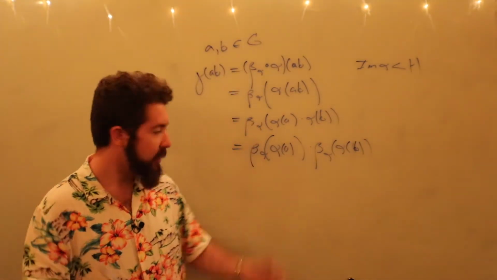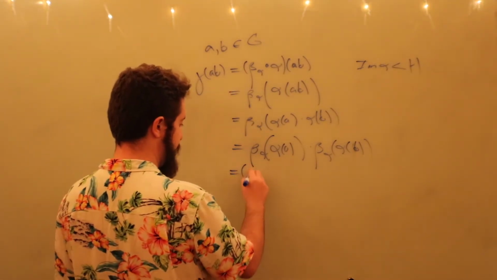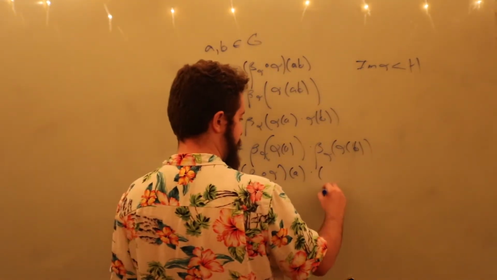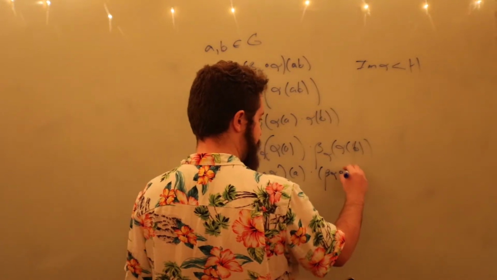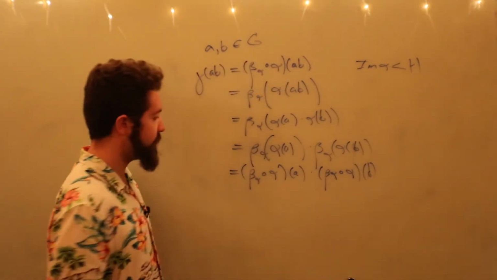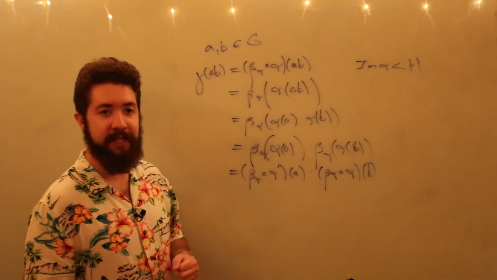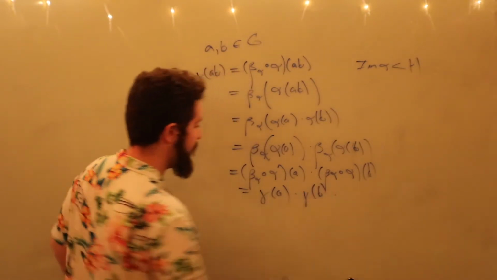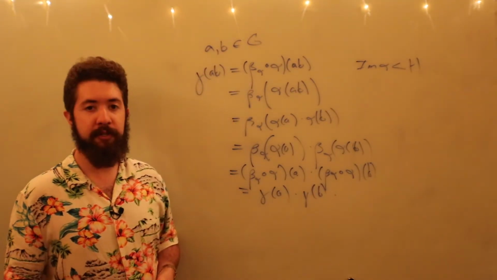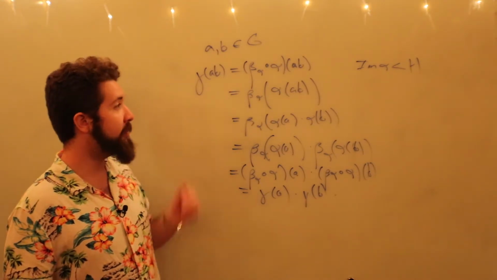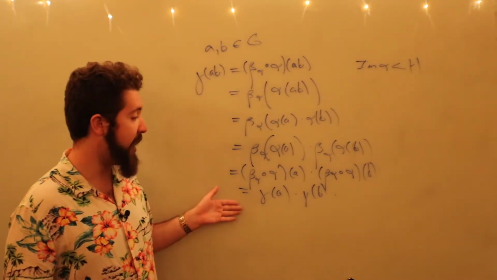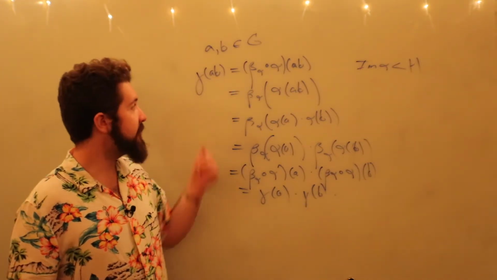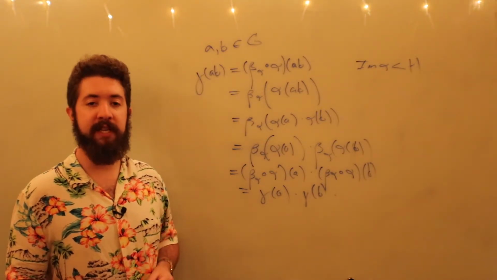And by the definition of functions and function composition, this is just going to be beta sub alpha composed with alpha of A times beta sub alpha composed with alpha of B. But this is our definition of gamma, so that this is equal to gamma of A times gamma of B. And thus we see that gamma is indeed operation preserving, and since it is a mapping from the group G to the group K, as we showed a second ago, and it is operation preserving as well, gamma is going to be a group homomorphism from G to K.